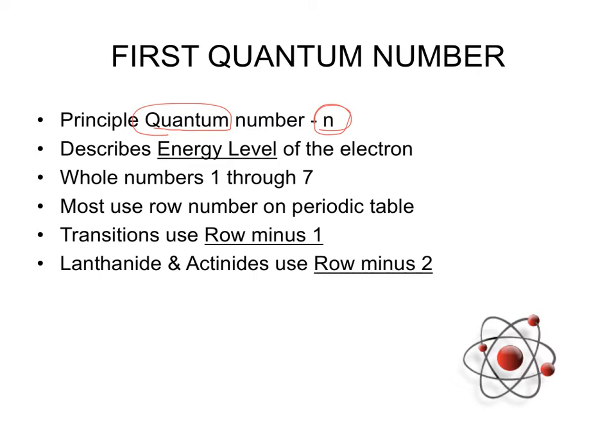And for the most part, we're going to reference the periodic table. We're going to look at the row that the element is in to determine the first quantum number. Now, there are 2 exceptions. For the transition metals in the center of the periodic table, you're going to take row minus 1. And for the lanthanides and actinides, you're going to subtract 2 to find the first quantum number. Remember, the lanthanides and actinides fit in the 6th and 7th rows. So whenever you are subtracting your 2, you need to make sure that you have the correct row number to begin with.